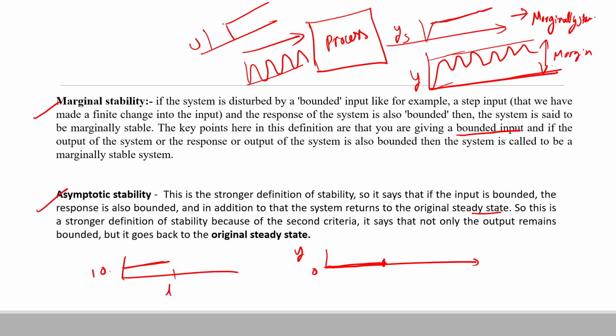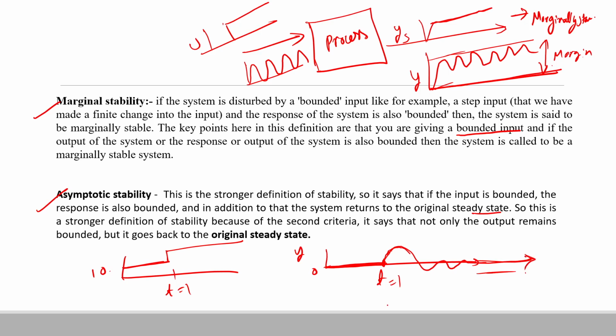Now at time t equal to 1, I provide a step input to the system, and that step input remains constant. So as soon as I provide the step input, the response of the system will change. Let's say if it keeps on increasing, but we can use a controller and force the response to go back to the original state. That is, this one was the original steady state, then using a controller we can force the system to ultimately reach this steady state. So it will reach its original steady state.